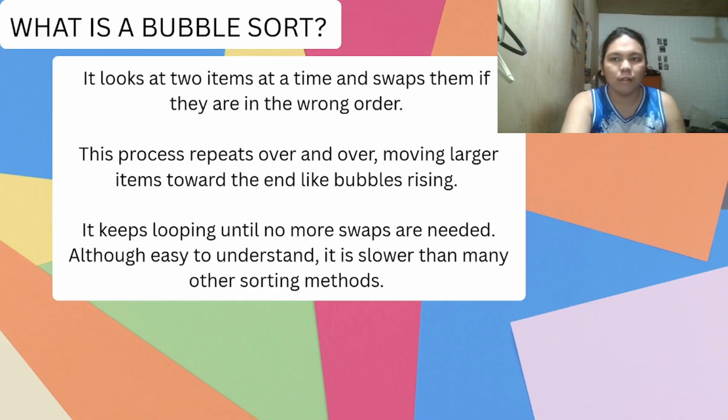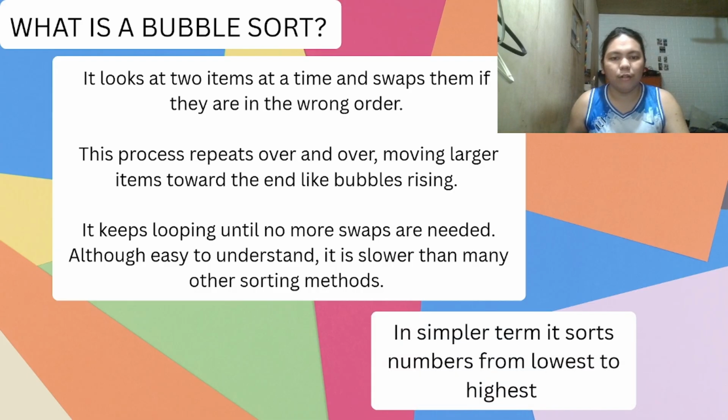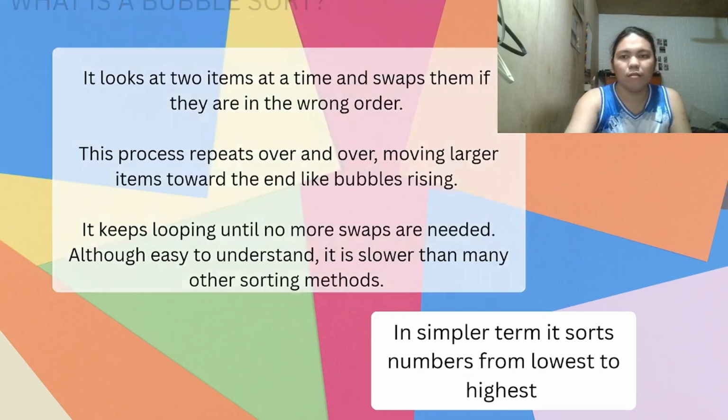What is bubble sort? It looks at two items at a time and swaps them if they are in the wrong order. This process repeats over and over, moving larger items toward the end like bubbles rising. It keeps looping until no more swaps are needed. Although easy to understand, it is slower than many of the other sorting methods. In simpler terms, it sorts the numbers from lowest to highest.